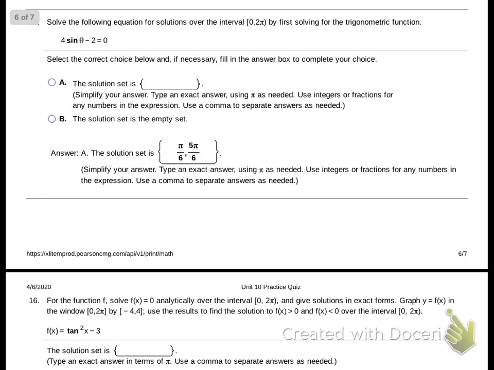All right, so looking at the next problem, let's solve for sine theta. Negative 2 is equal to 0. So first thing I want to do is isolate sine theta. Still not isolated. Let's divide by 4.